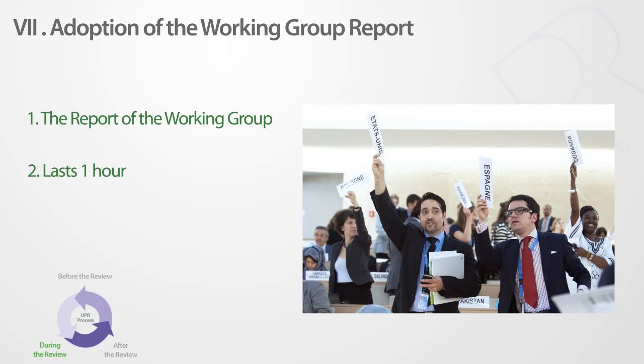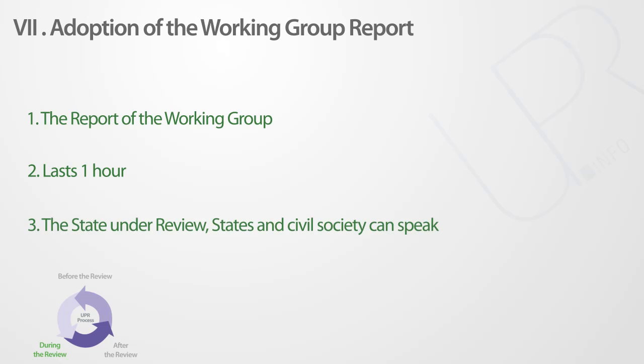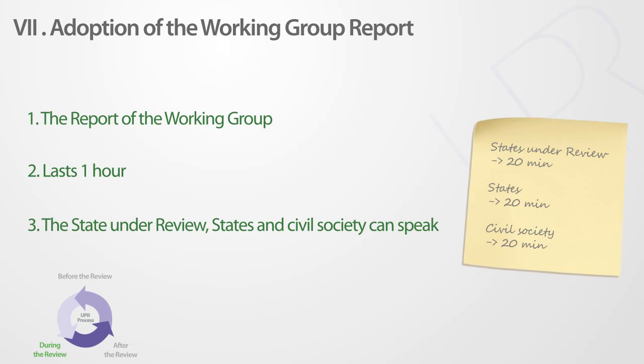This report is adopted by the Human Rights Council during one of its plenary sessions, a few months after the review. This adoption lasts 1 hour. The state under review, states, and civil society have 20 minutes each to make their final remarks on the review. The National Human Rights Institution has a guaranteed slot to speak. The report is then adopted by consensus. This stage is the only time when NGOs can publicly take the floor.